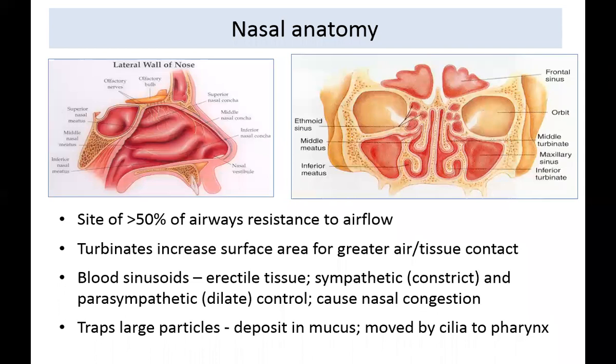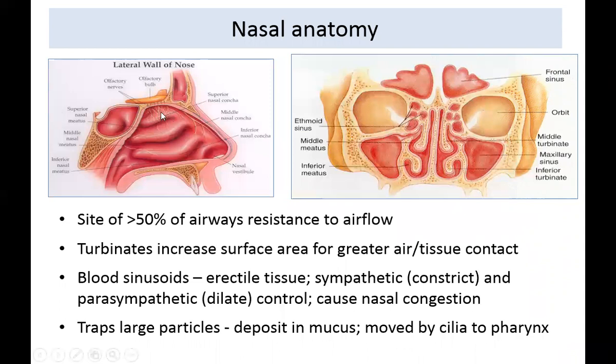So a couple of pictures through the nose. This is cutting it this way, and then this is a frontal cut. And the airway passages in the nose are fairly small, and over 50% of the resistance to airflow in the airways is in the nose. So that means that there is fairly intimate contact between the walls of the nose and the air that's coming in. So it helps warm it and it helps humidify it.